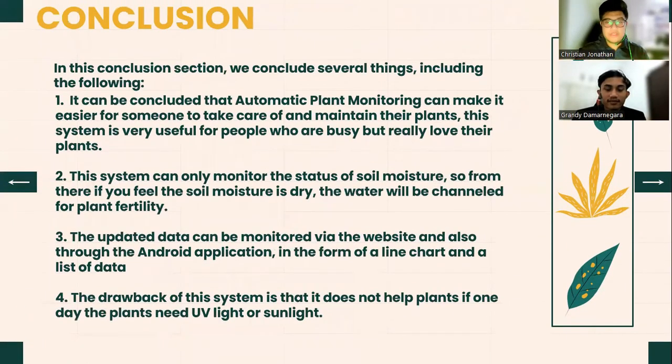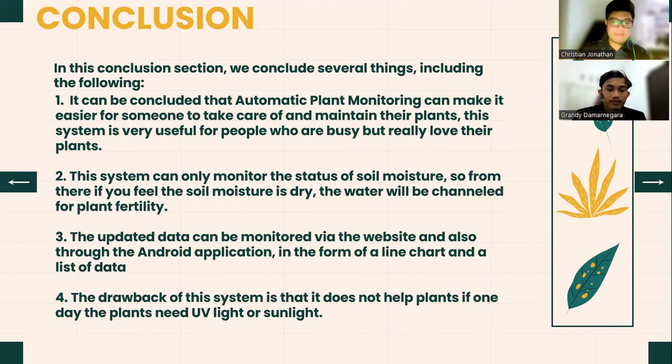So for the conclusion, in this section, we conclude several things including the following. The first, it can be concluded that automatic plant monitoring can make it easier for someone to take care of and maintain their plants. The system is very useful for people who are busy but really love their plants. The second, the system can only monitor the status of soil moisture. So from there, if the soil moisture is dry, the water will be channeled for plant fertility.